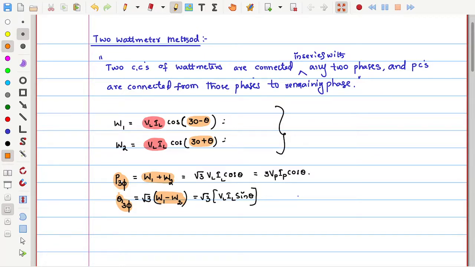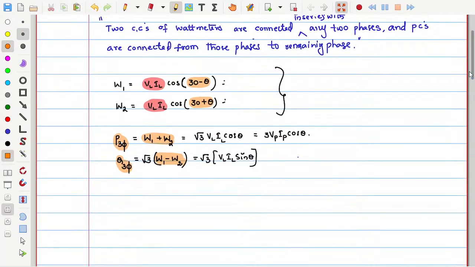Clear? And one more concept is the power factor. We can write the power factor as cos theta, where theta can be obtained in many ways, one being tan inverse of root 3 into (W1 minus W2) by (W1 plus W2).